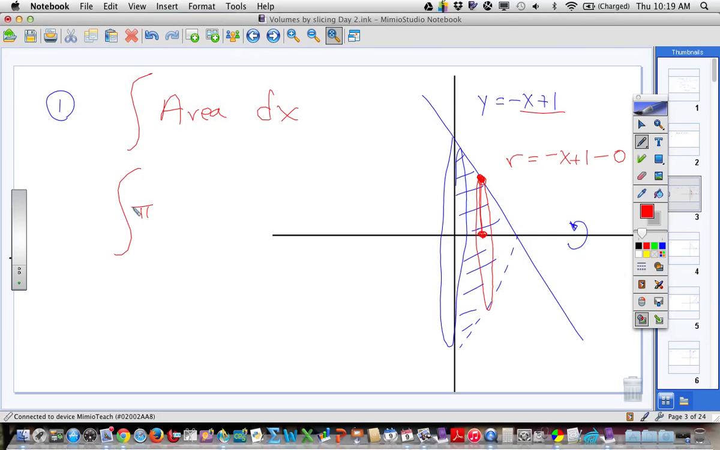So it's going to be pi times radius squared times thickness. And those strips go from where to where? 0 to, what's that point right there? 1. And there you go. Now you can put the pi out in front if you want. Okay? I like to leave it inside so I remind myself I'm doing pi radius squared like so.